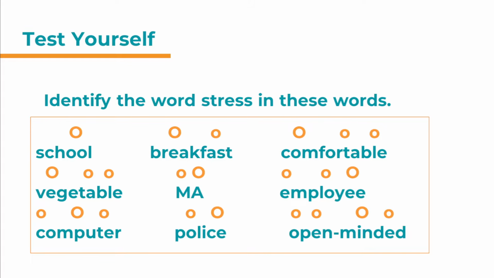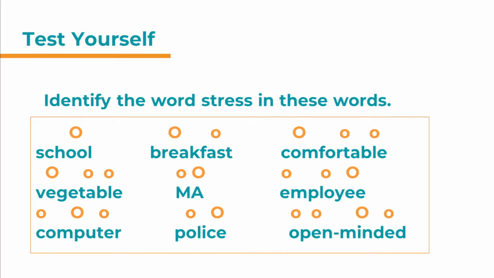MA. Whenever we have an abbreviation, the last part of the abbreviation is stressed. MA. Employee. Now don't mix this up with the word employer. Different meaning, different spelling, different pronunciation. Here, employee, 3 syllables, and the last one is stressed. This is the person working for a boss, not the boss. Computer, 3 syllables, and the middle one is stressed. Computer.